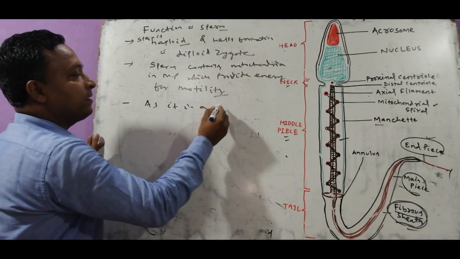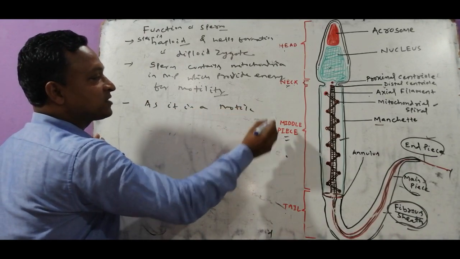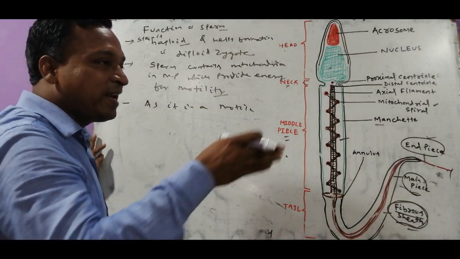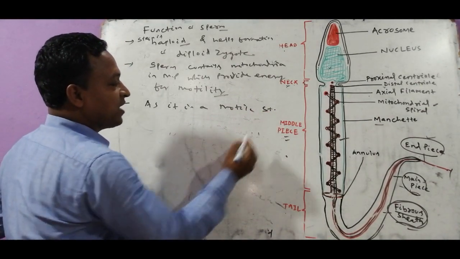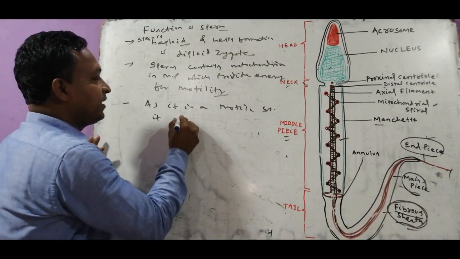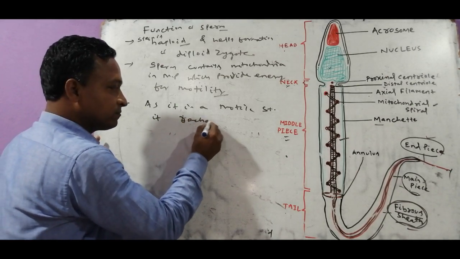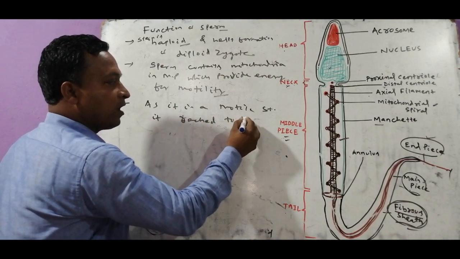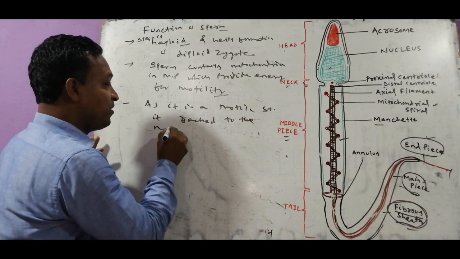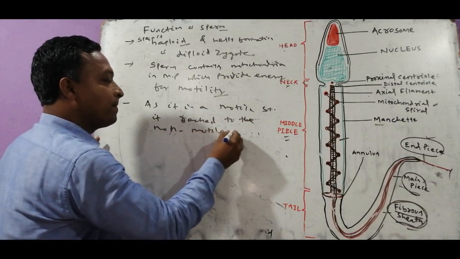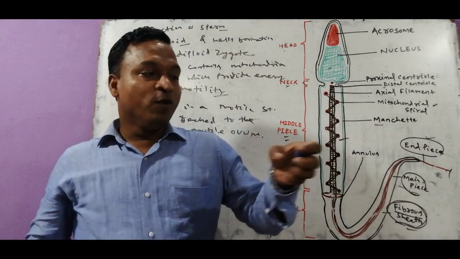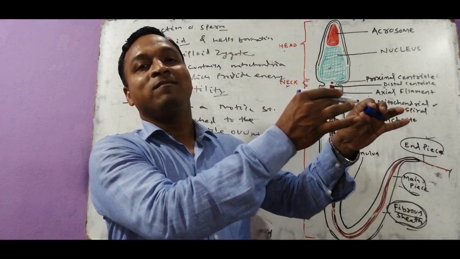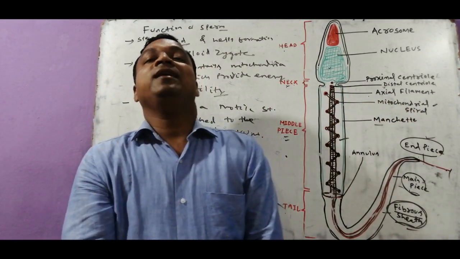As it is a motile structure, the sperm can easily reach the non-motile ovum for fertilization.